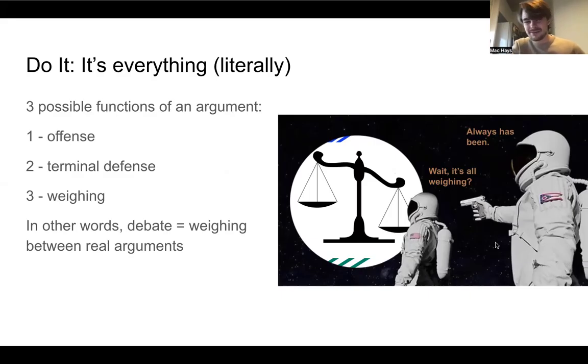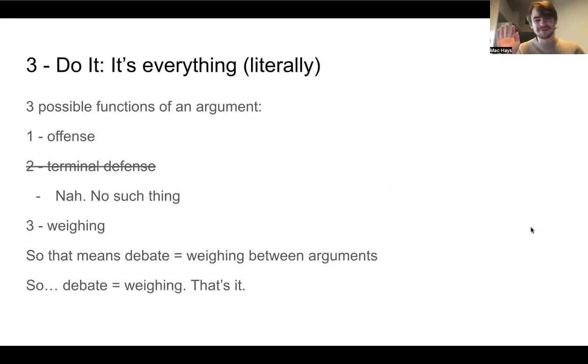And so, in other words, apart from terminal defense and setting up the offense originally, like the actual gameplay of debate, because offense is sort of like putting your chess pieces on the table, the actual gameplay is entirely weighing. And I would go even a little bit further here and say it's sort of entirely weighing, even when we consider different kinds of defense, because there's not really such a thing as terminal defense.